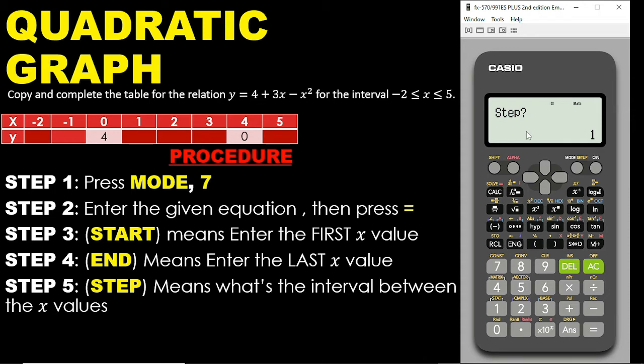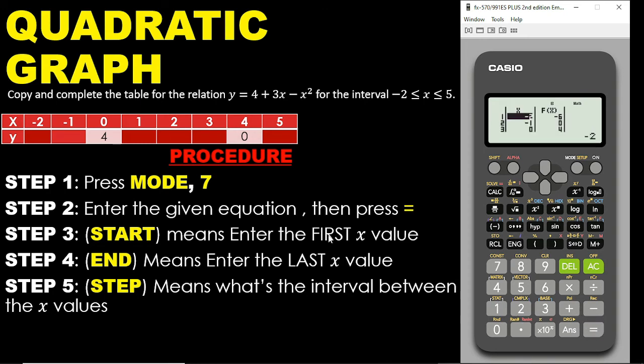Then the next thing is that you have step. The step is asking you what is the interval between the x values. So please, before you use this method, always be sure that the interval between the x value is always the same. So from -2 to -1, the interval is 1. From -1 to 0, the interval is 1. From 0 to 1, it is 1 interval. From 1 to 2. So here, consistently, you can see that the interval between the x values is 1. So you click on 1, followed by is equal to. Then you have the table.